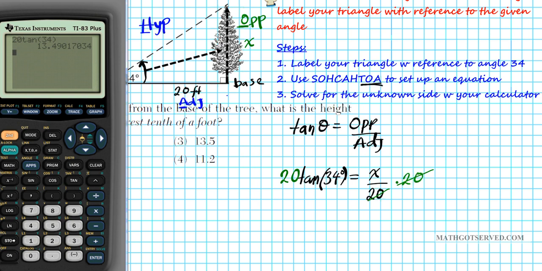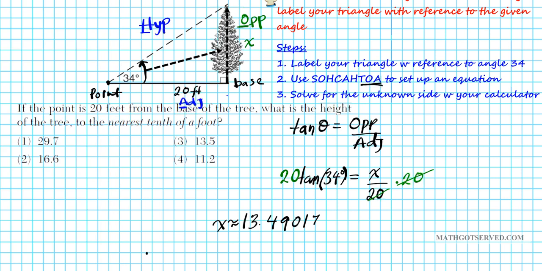Let me write it down first, and then we'll do the rounding process. So x is approximately 13.49017. So where is your tenths place? Just some elementary school math here. This is your 10th place right there. Okay, so if you want to round to your 10th place, since this is 5 or greater, you just carry 1 over and set everything else to 0. So you're going to have x is approximately 13.5 feet. Answer is option number 3.